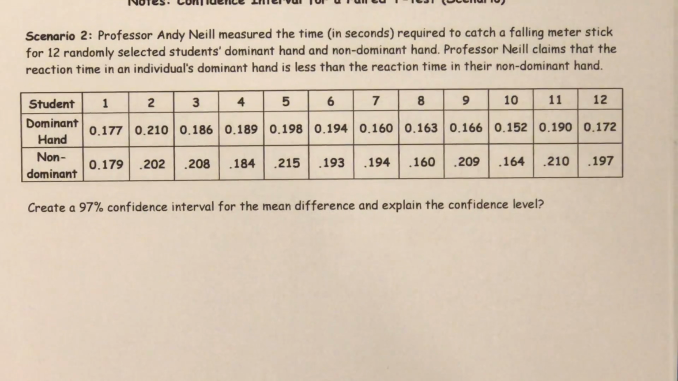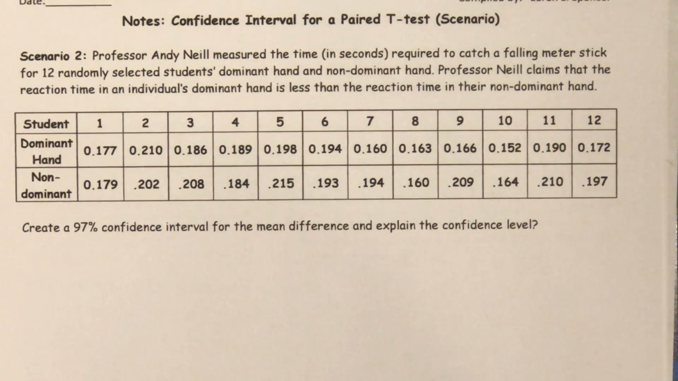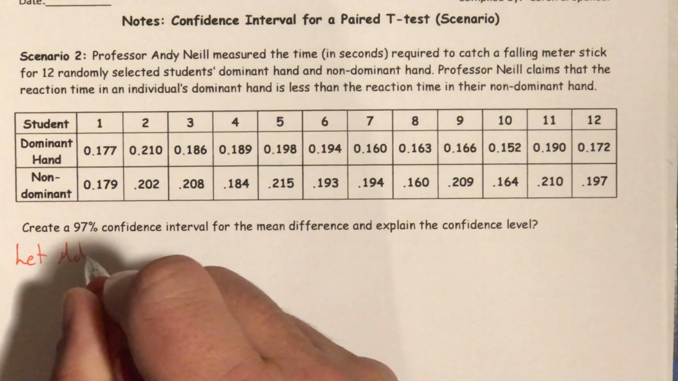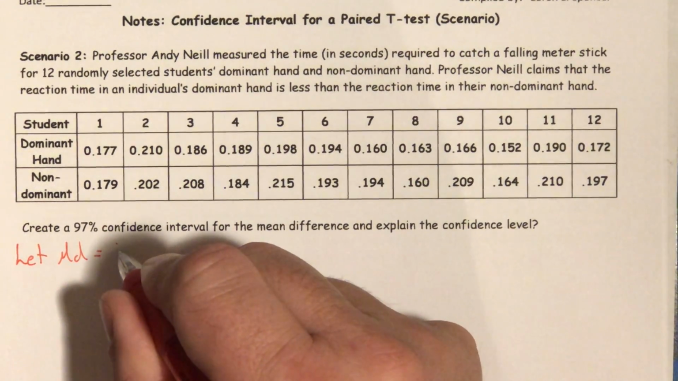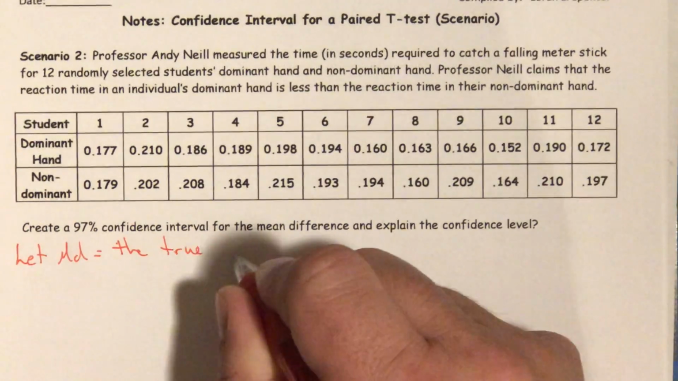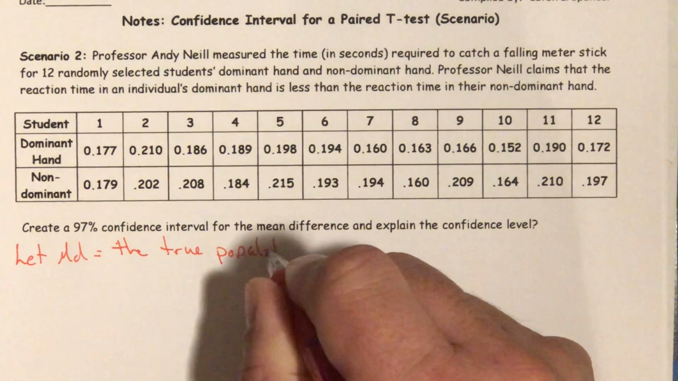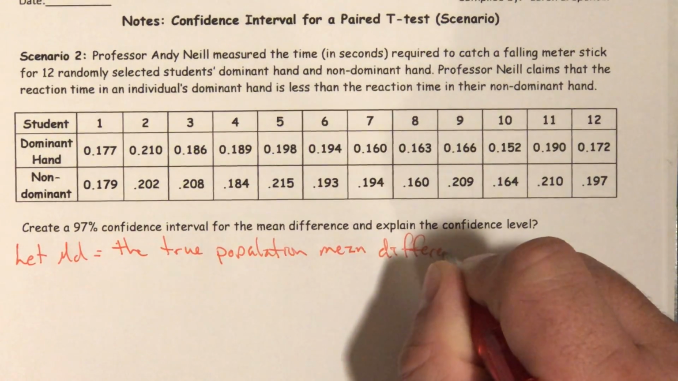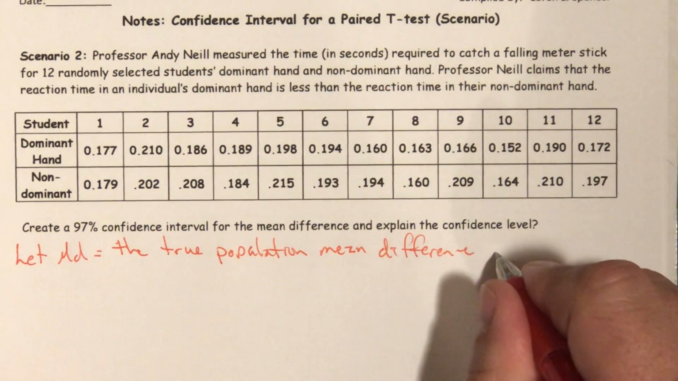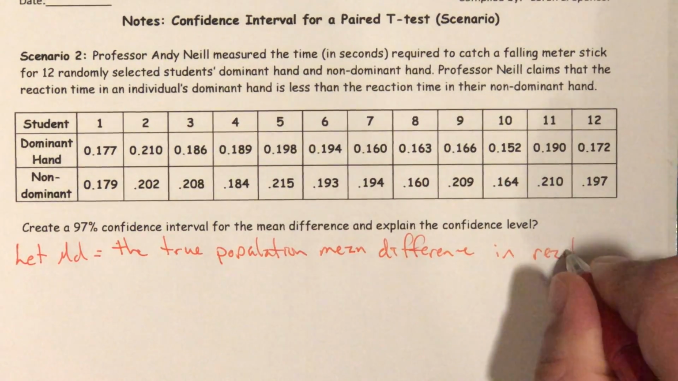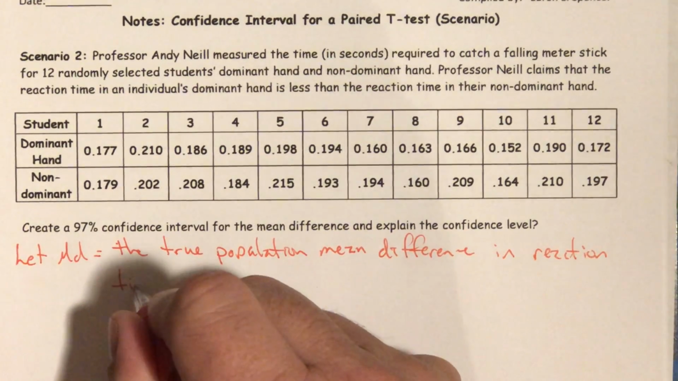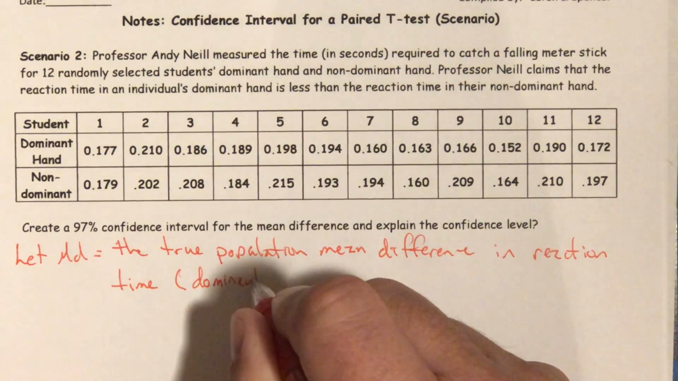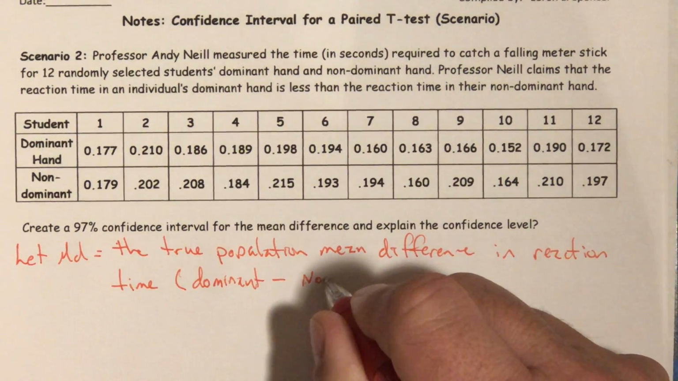We have the sample of the 12 students, dominant and non-dominant, and we need to start by defining our mu d. So our mean difference in this case is, once again, let mu d equal the true population mean difference in reaction time, and once again I'm going to go with dominant minus non-dominant.